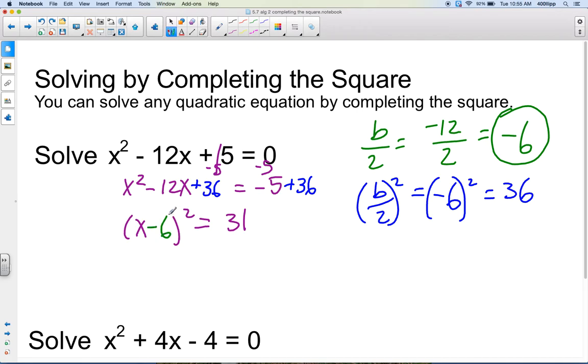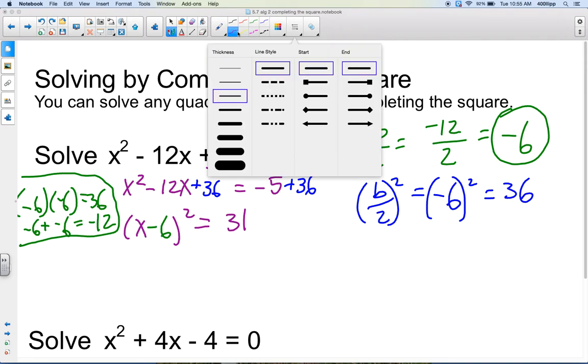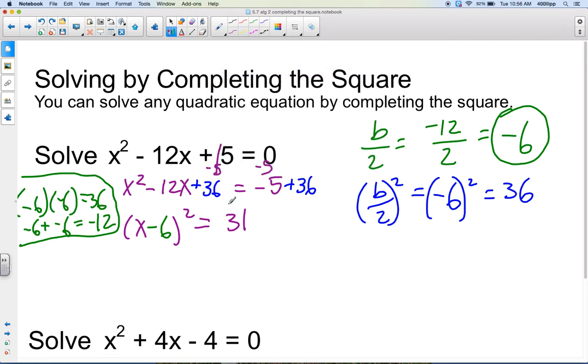And if we look here, we can check it. Negative 6 times negative 6 is 36. And negative 6 plus negative 6 is negative 12, which is what we needed. Okay, so this was to just check it. So now we factored that by completing the square.